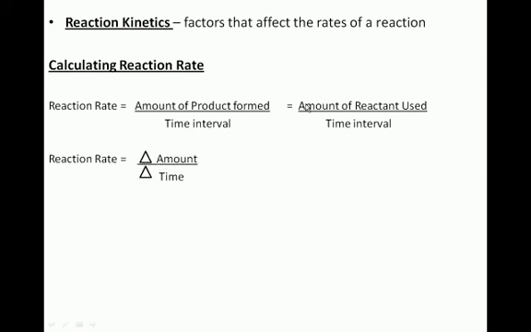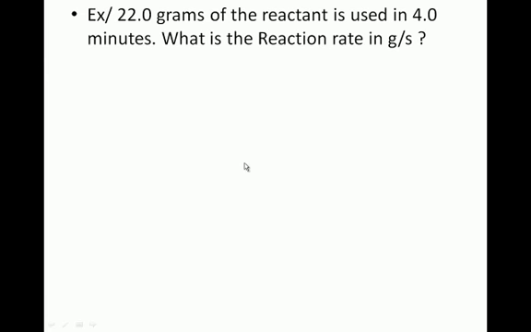Now, this can just be summarized as having reaction rate as being the change in the amount, and it can be either the amount of products formed or the amount of reactants used, divided by the change in time. Now, let's do a quick little example of a reaction. It says 22 grams of a reactant is used in 4 minutes. So what is the reaction rate in grams per second?